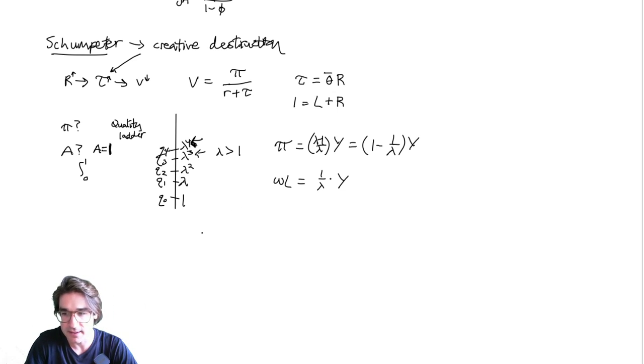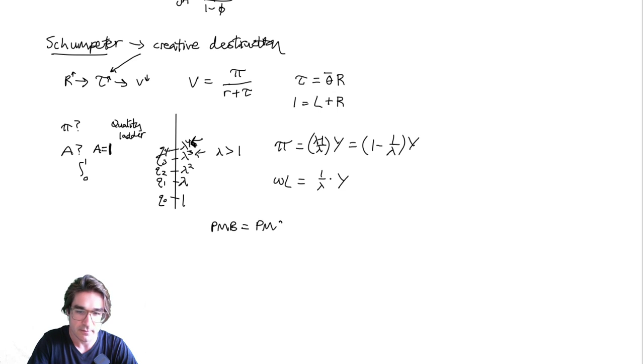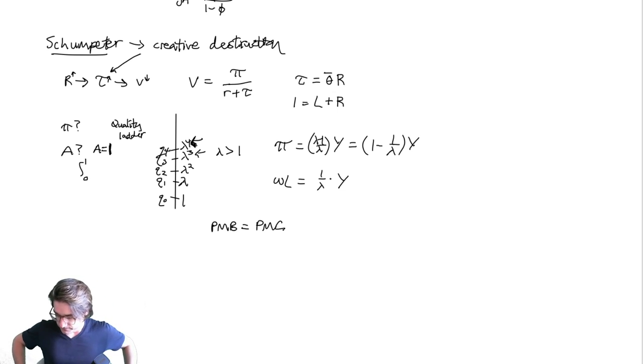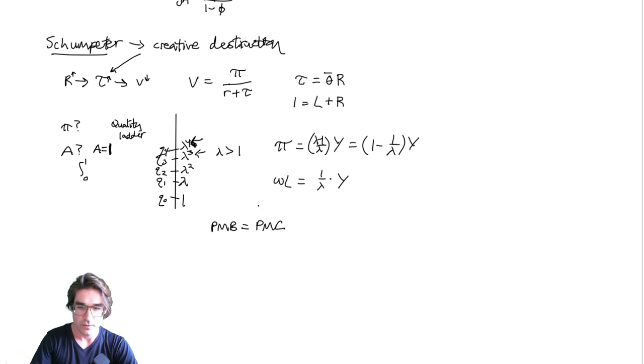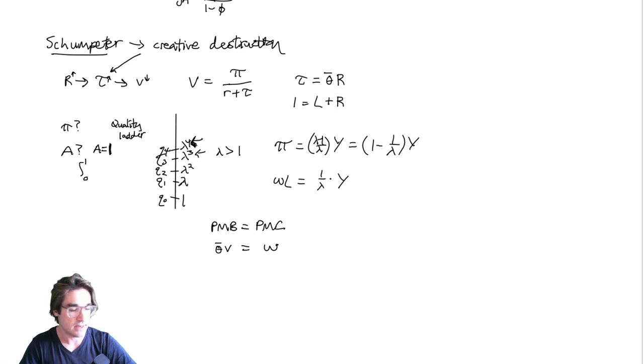Now we can think about that old question of private marginal benefit equaling private marginal cost. This is going to be our equilibrium concept. What's that going to be? We can go through the same steps. The first step is that the benefit of doing a bit of research is that you might succeed with probability theta bar, and if you succeed, you get some value V. The cost is W. That's the same as we had before.